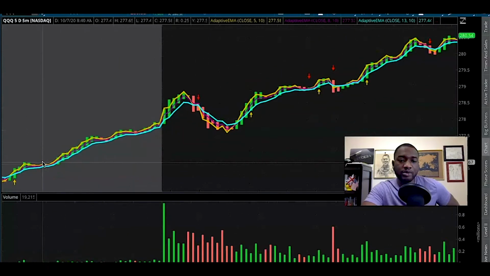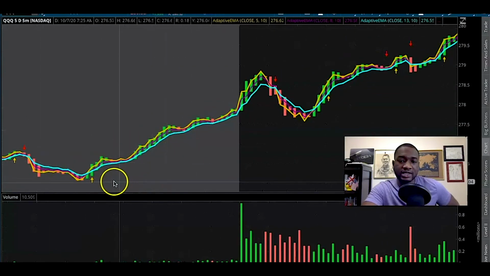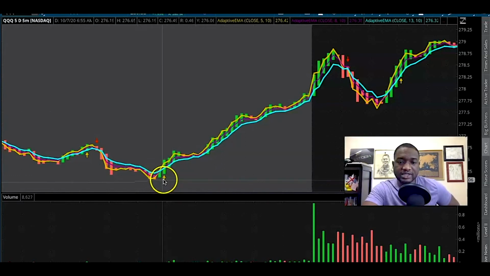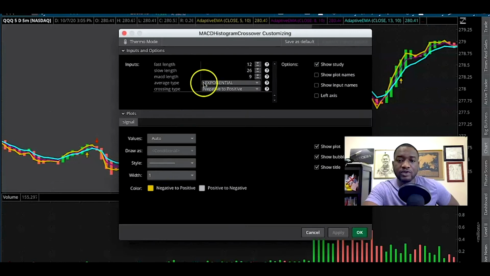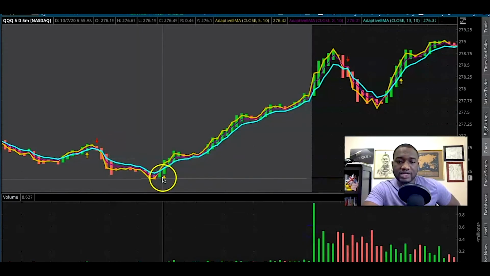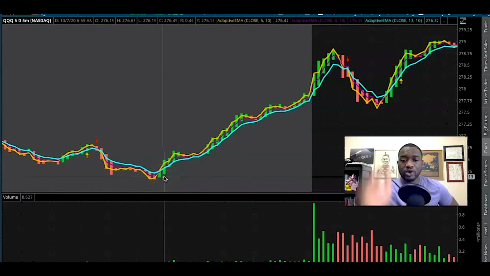So during pre-market, let's see. Excellent stuff like this. For example, this is during the pre-market. You guys see how this signal, the yellow MACD histogram crossover right here. This is the negative to positive one, and that's the yellow one. As soon as that signaled, it signaled that most likely the stock will keep on going up.